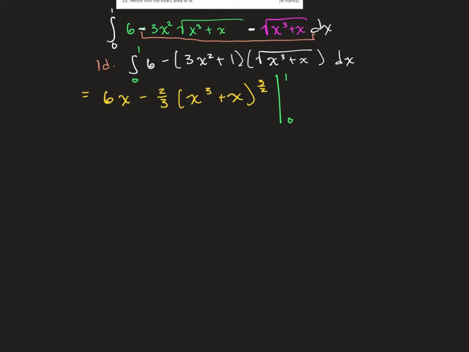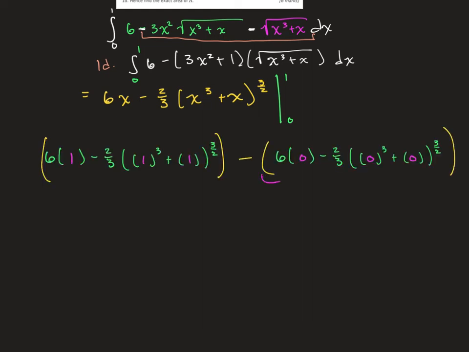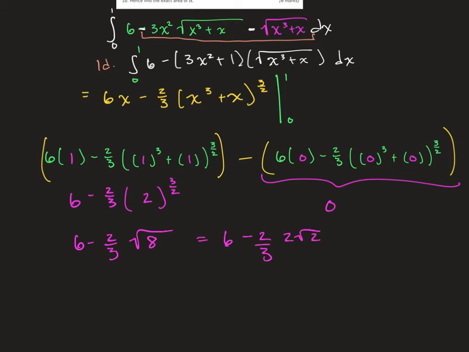Okay, getting that exact answer then. Here we have 0 for the whole thing, and this is just going to give us 6 minus 2/3 times 2 to the 3/2. 2 to the 3/2 is going to be 2 cubed would be 8, and then square root, so you'd get 6 minus 2/3 times the square root of 8, and that's the same as 6 minus 2/3 times 2 root 2, so that is the same as 6 minus 4 root 2 over 3. There's your exact answer.